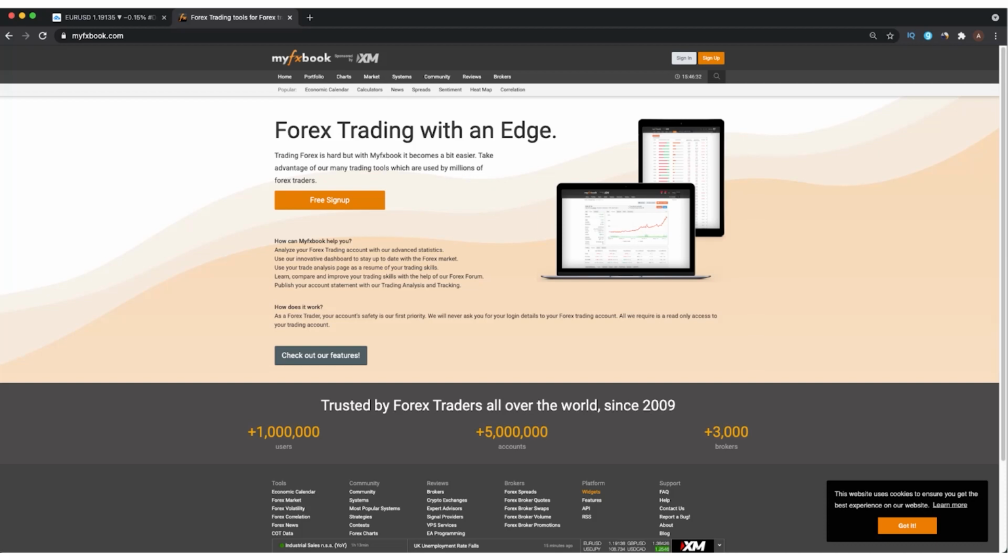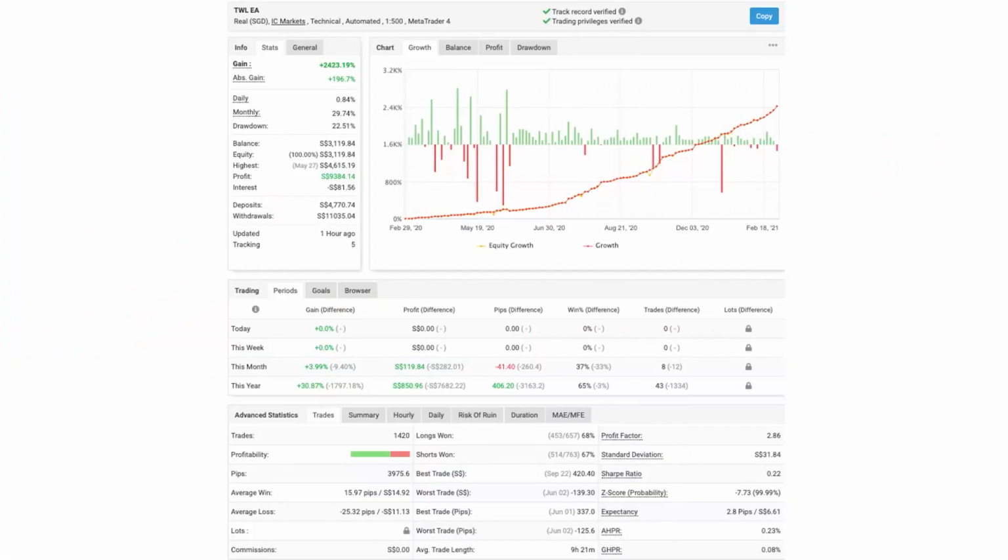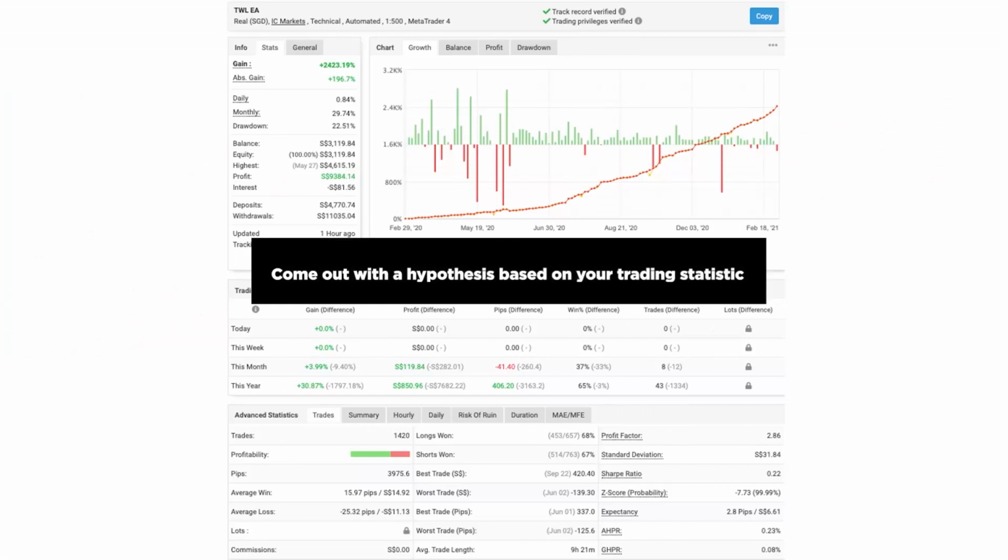So let me sum up the process of how to use a time stop to manage your trades. Step number 1. Set up myfxbook.com and study your trading statistics. Step 2. Come up with a hypothesis based on your trading statistics. It could be to avoid trading the Asia session, it could be a time stop of 4 hours, or something simple like cutting a trade if it's in the red for 2 hours.